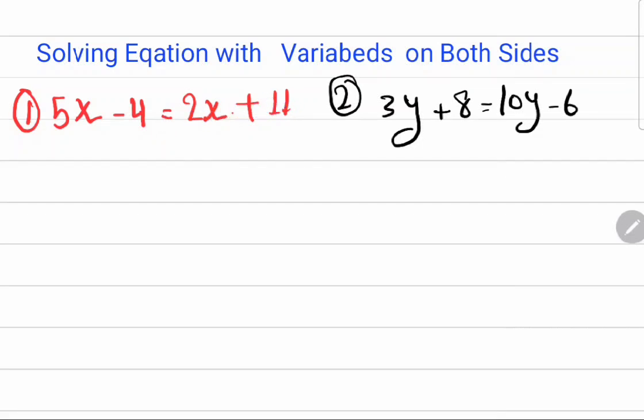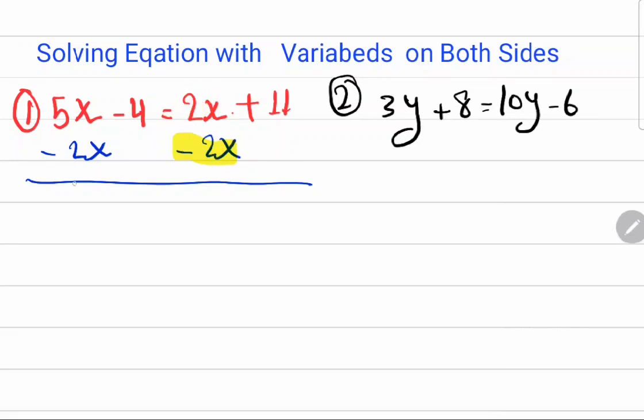The first thing that we need to do, we need to get the variable so it's just on one side of the equation. Now we can do this either way. We can get the variable on the left or on the right. Either way will work, but my suggestion, look to avoid negatives as far as the variable goes. And we can do that by getting rid of the one with the coefficient that is smaller in value. So the number in front of the variable that is smaller in value. That's going to be 2x for number 1.